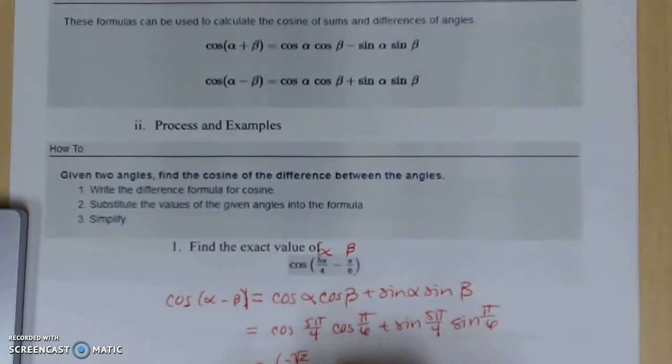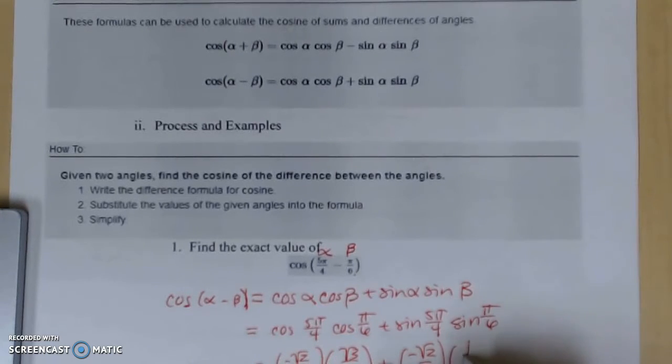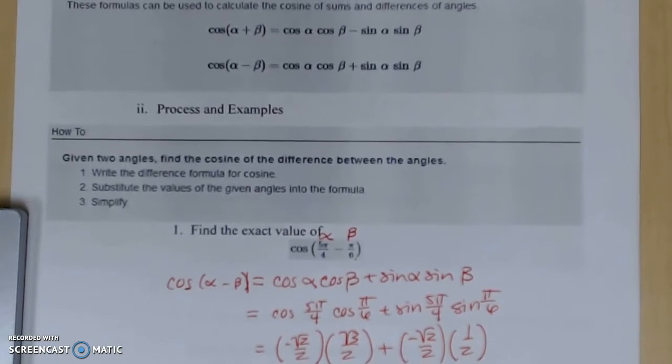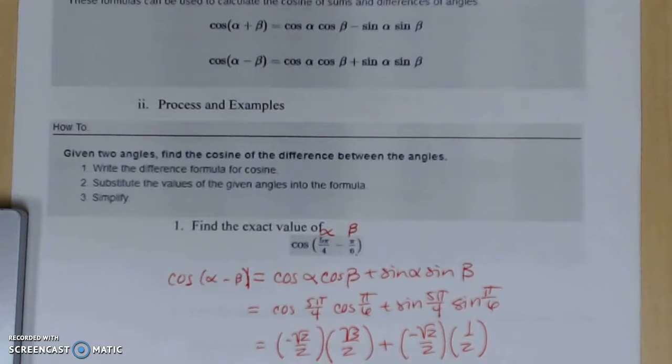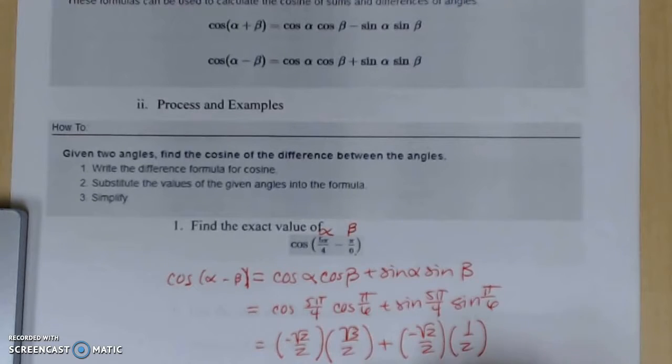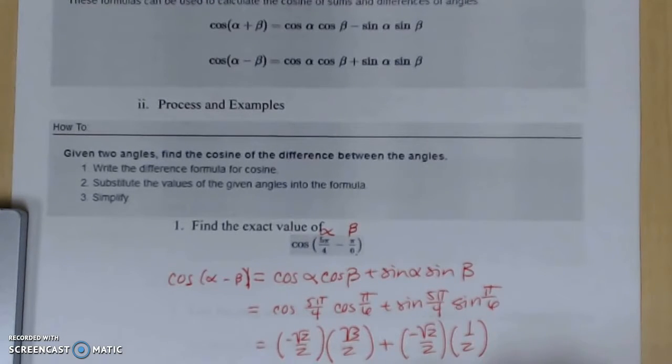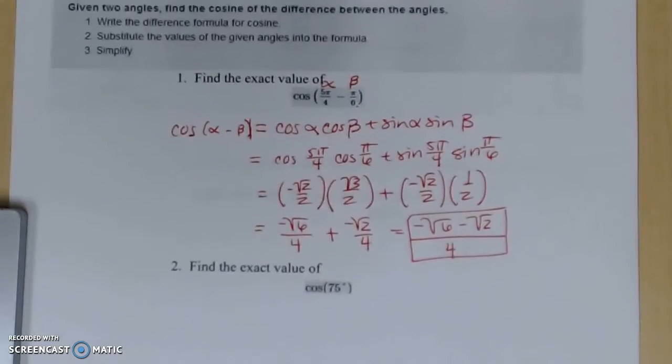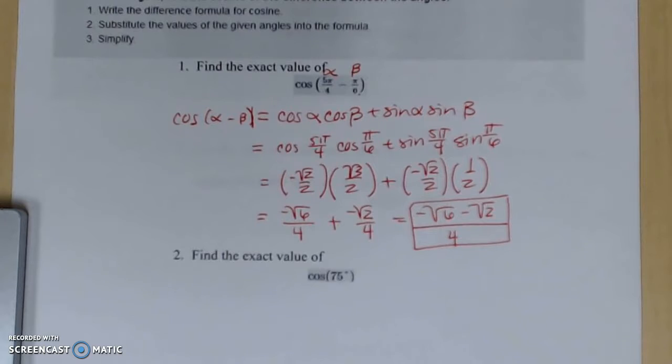So negative square root of 2 over 2, square root of 3 over 2, plus negative square root of 2 over 2, 1/2. Now, use all my fraction rules for operations. And so this first one turns into the negative square root of 6 over 4, plus the negative square root of 2 over 4, same denominators. So I can put this together to give me negative square root of 6 minus the square root of 2 all over 4. And we will be leaving these as exact answers as we work through these.